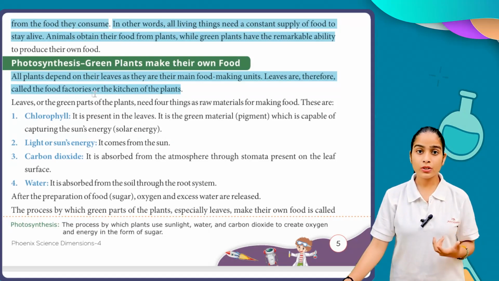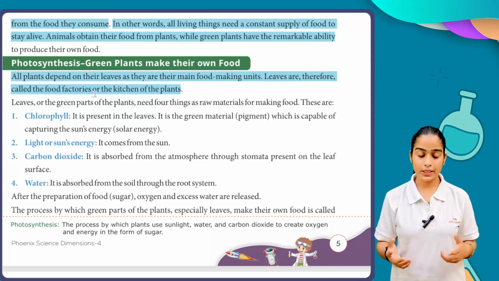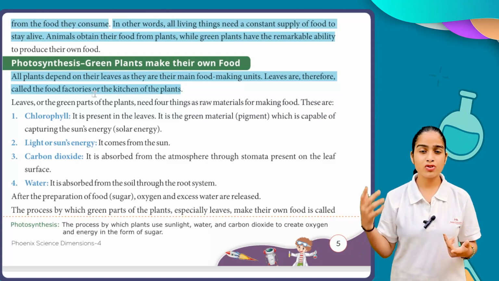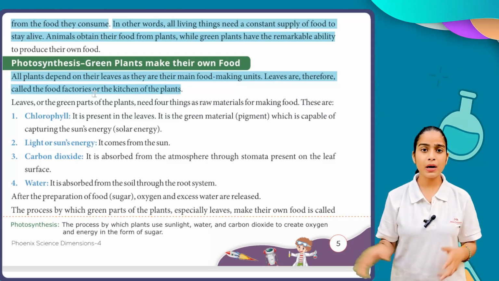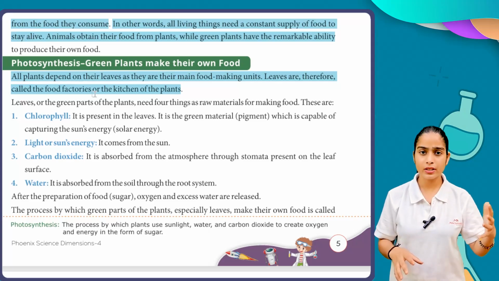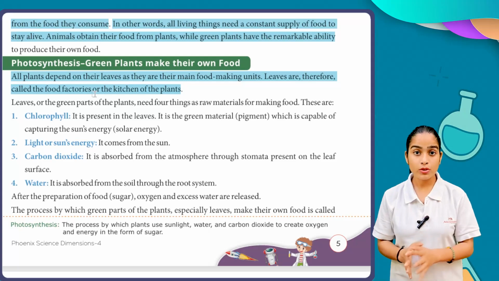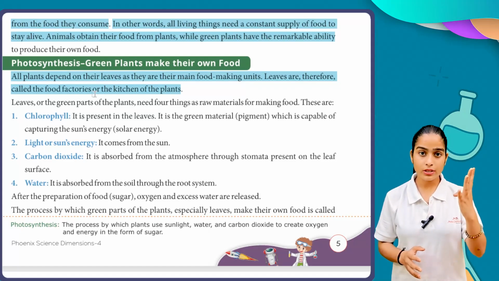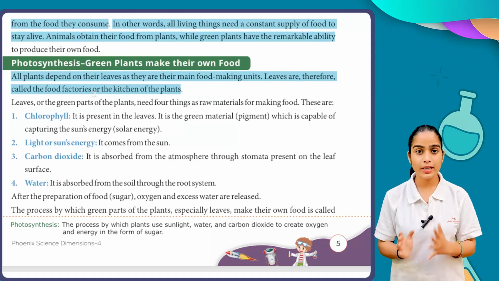Leaves are the green parts of the plants. If we want to make tea, what are the things we need? First, we need milk. Second, we need chai patti. Third, we need sugar. And if you want to add ginger or cinnamon powder, etc., these are extra things. That's it. So to make food, to proceed with photosynthesis, plants need four things. These are the raw materials to make their own food.